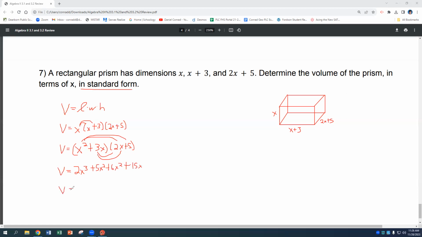So our volume here is going to be 2x to the third plus 11x squared plus 15x. And that'll be our polynomial representing the volume of this rectangular prism.